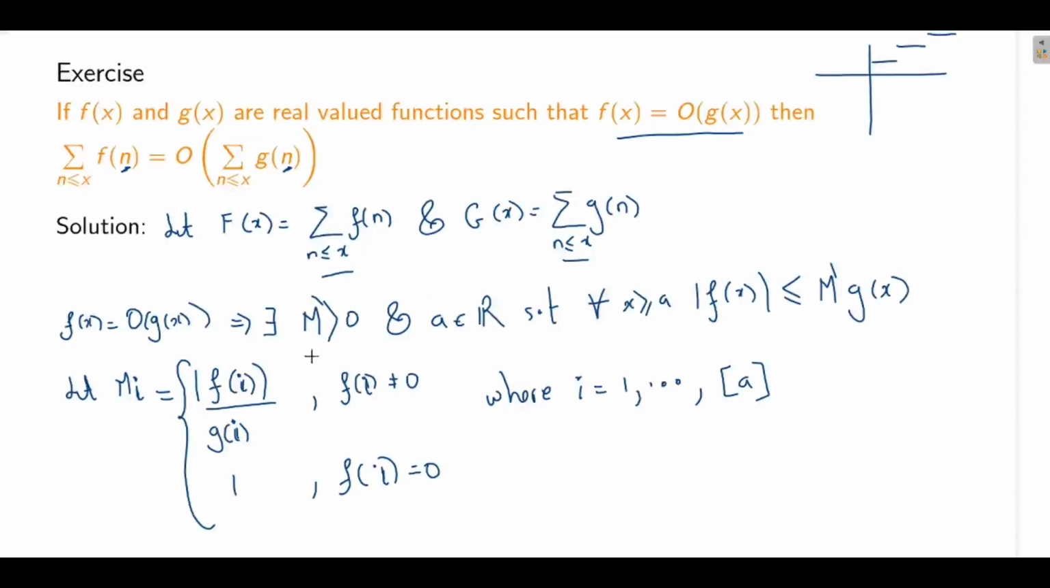Now let m be, I will tell you what m is here. Let m be the maximum of all these m_i's and m prime: m prime, m1, m2 up to m greatest integer of a. This is what m is. So let's see what we have. Let us take x to be greater than or equal to a itself.